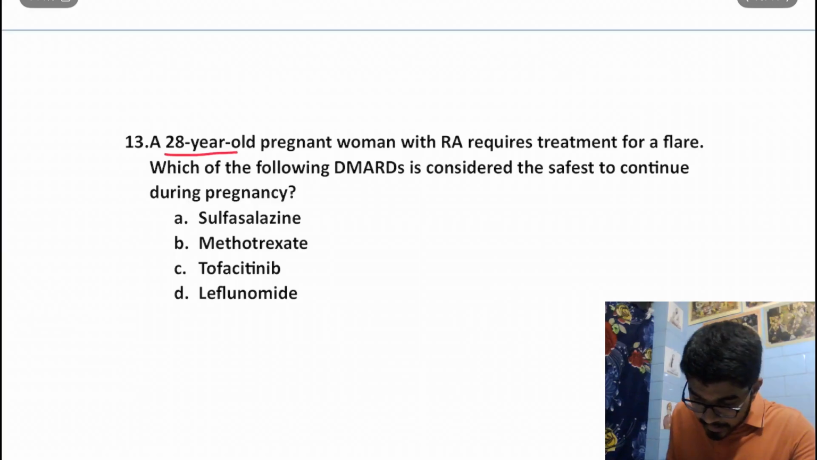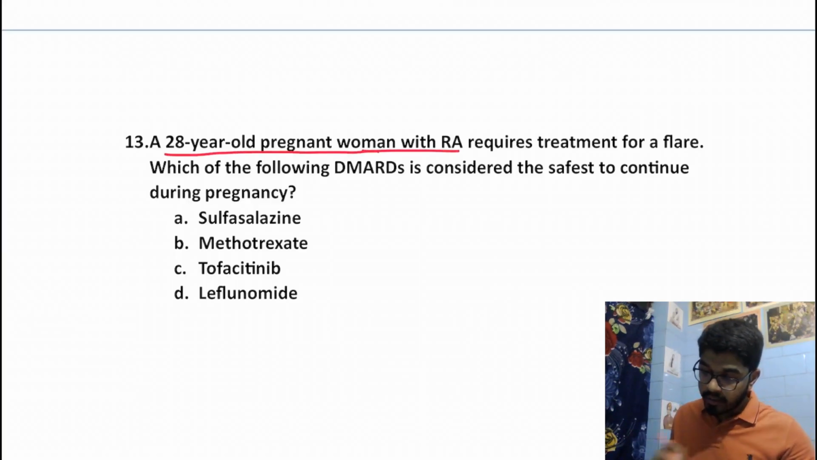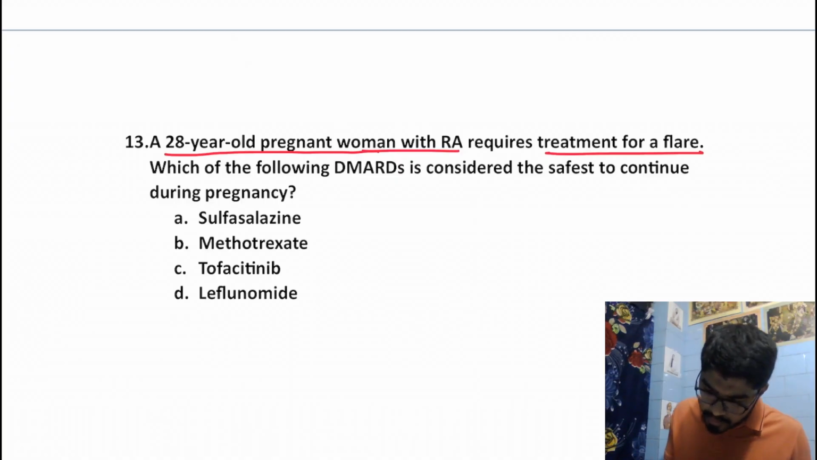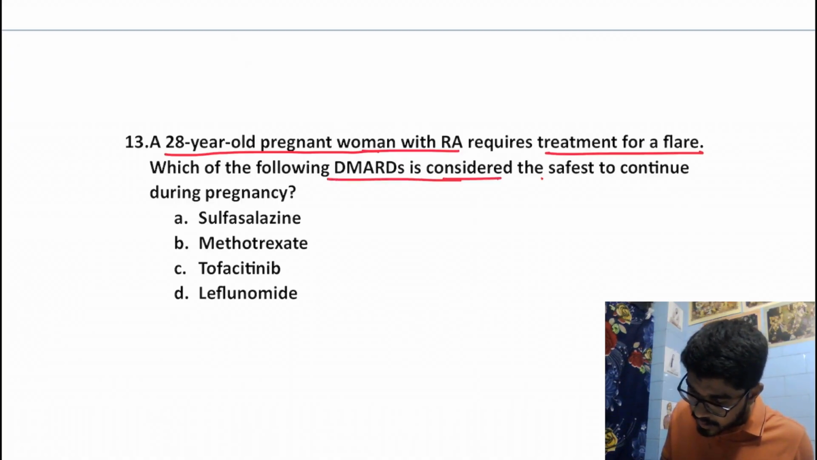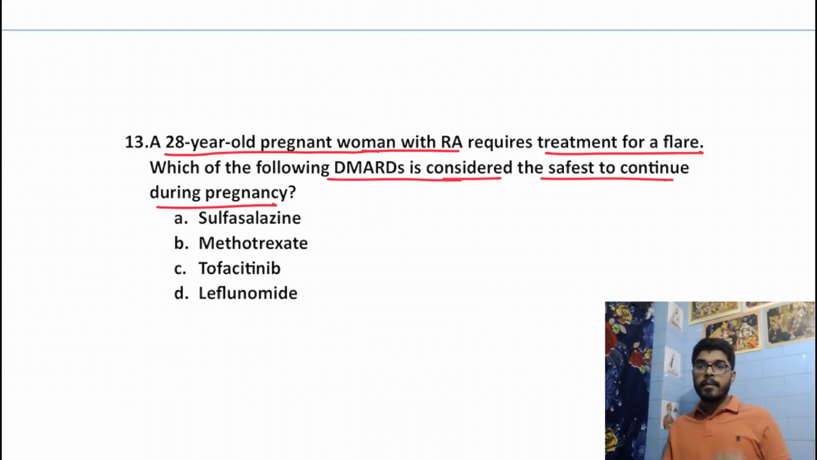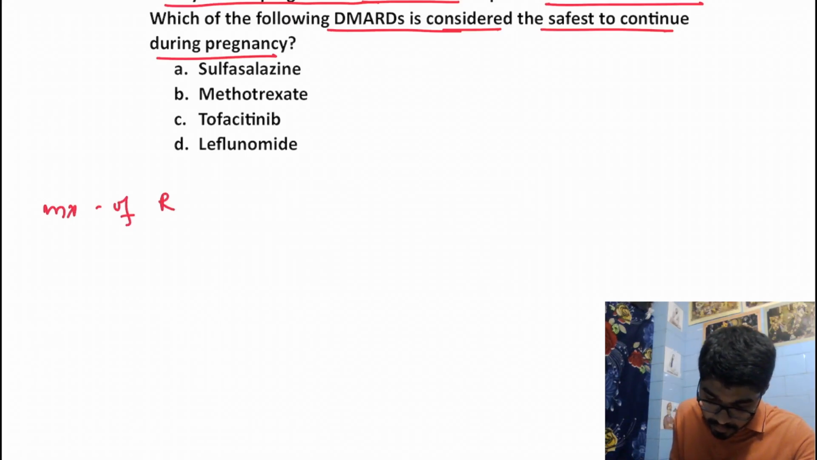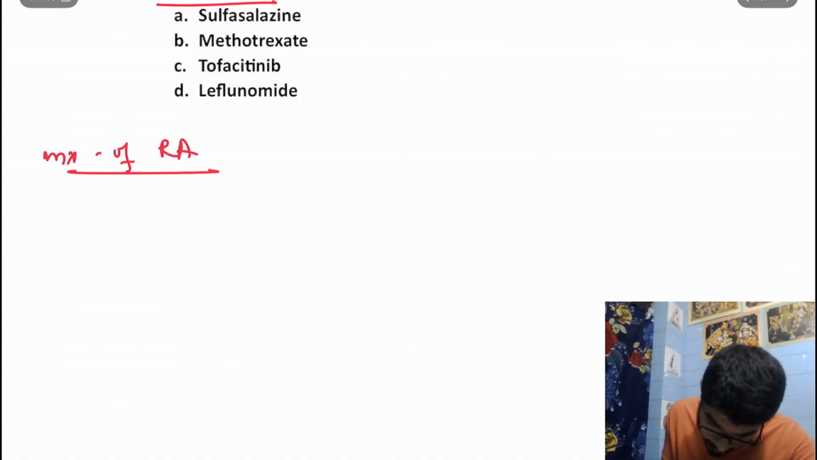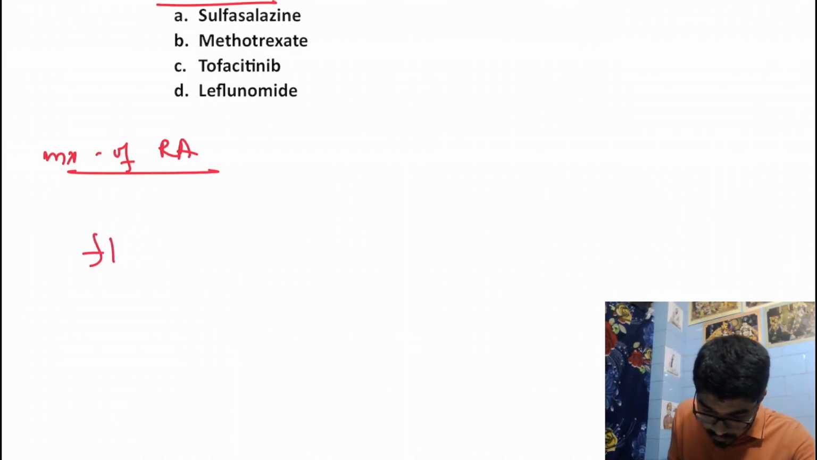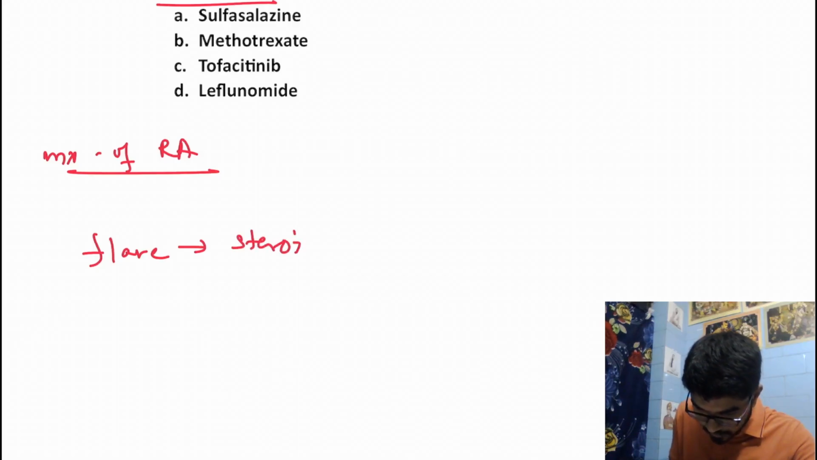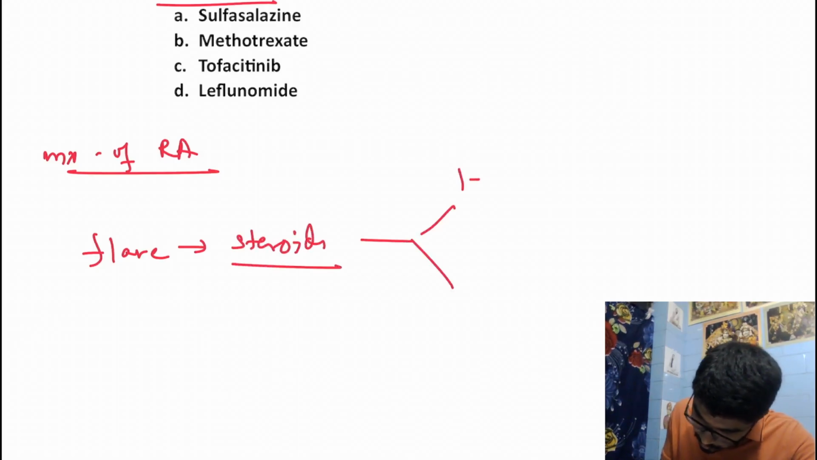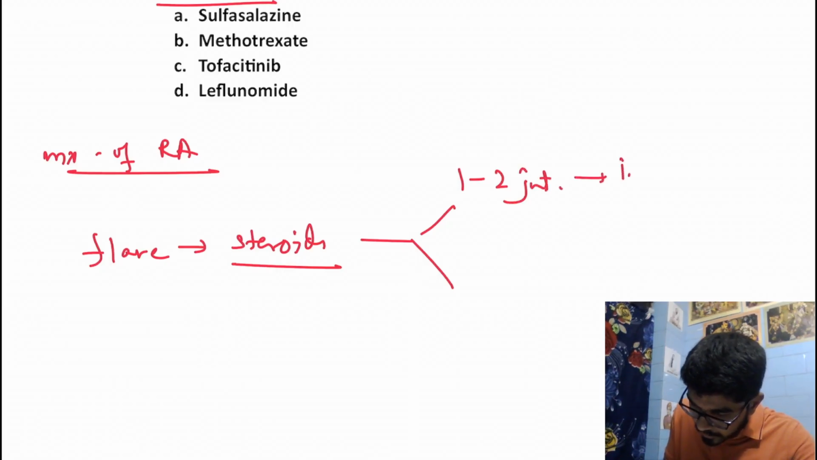Now, a 28-year-old pregnant woman with RA requires treatment for a flare. Which of the following DMARDs is considered safest to continue during pregnancy? Now, before we talk about pregnancy, let's have a look at the management of rheumatoid arthritis in general. If we get a flare, then the only thing that we can do is use steroids. But remember that if only 1 to 2 joints are involved, then we can go for intra-articular triamcinolone.